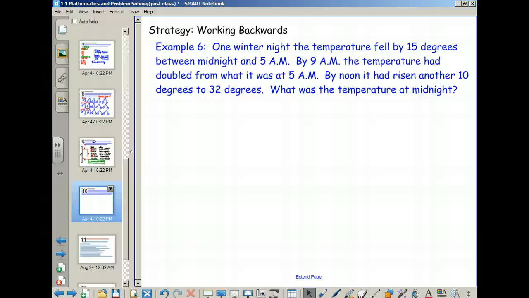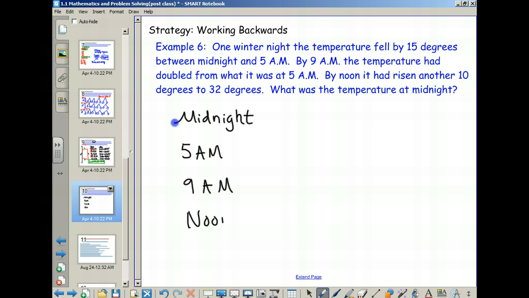So, could we guess and check? That would be an option. We could pick a number, and we could do the process that we went through right here to do that. But we can also go backwards, and that's what I'm showing on this one. Okay? So, we have several times that it tells us about. We talk about midnight. We talk about 5 a.m., that's the next time. And then we have 9 a.m. And then our situation concludes at noon, and we're told the temperature at noon.